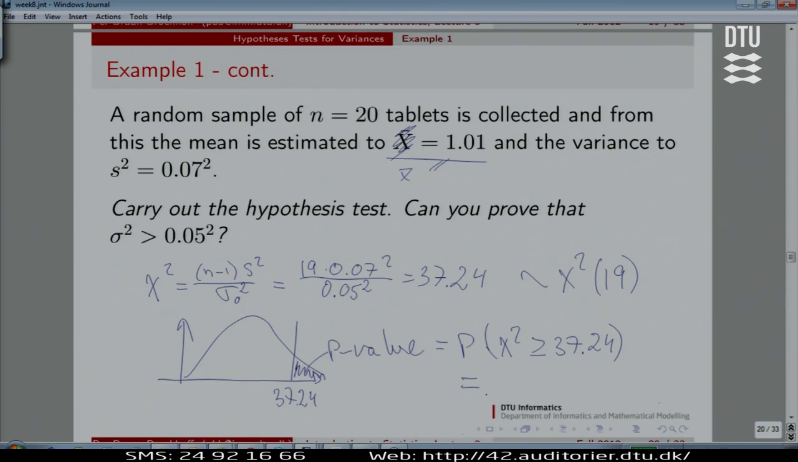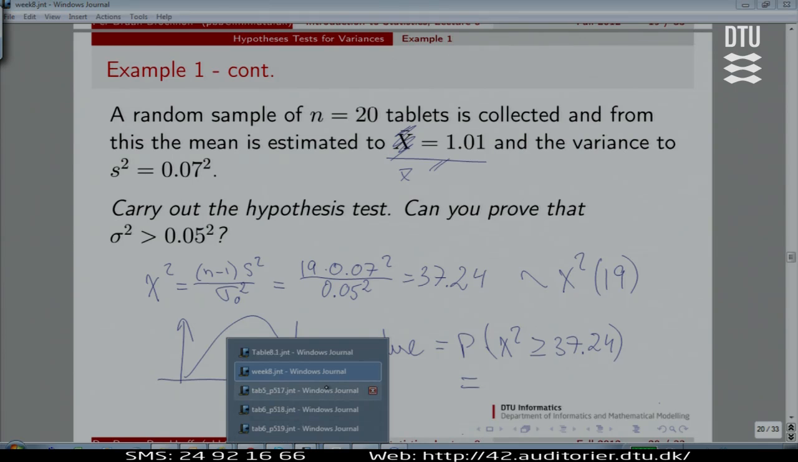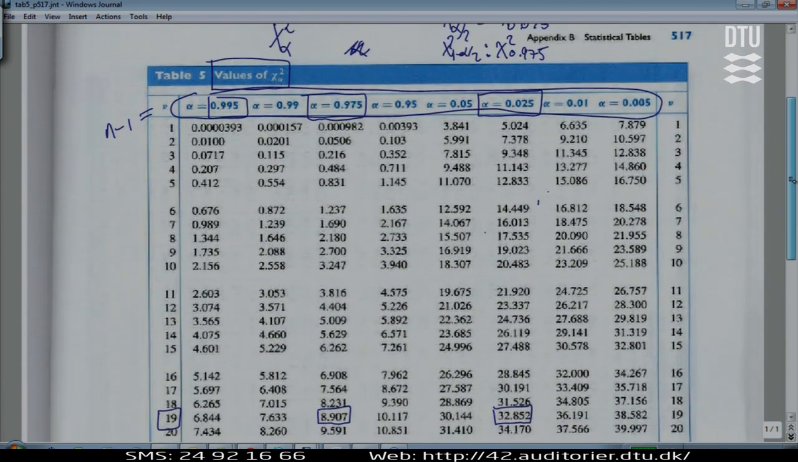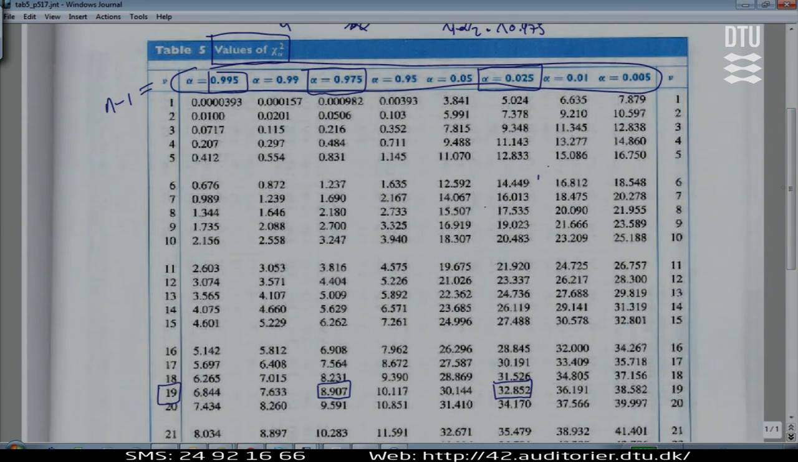Should we see if we can find that p-value? Let's try to find it here, if we can. Here's the limitation of the table. Let's look at the 19 here. What was the observed chi-square? It was 37 point something, right? So I can see that I'm here, right?